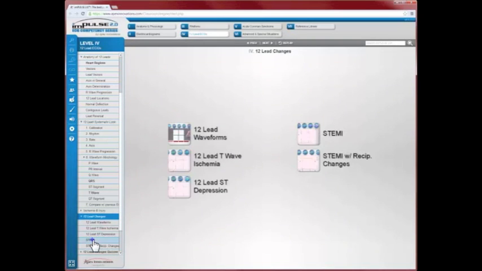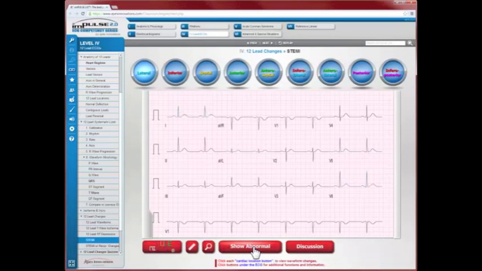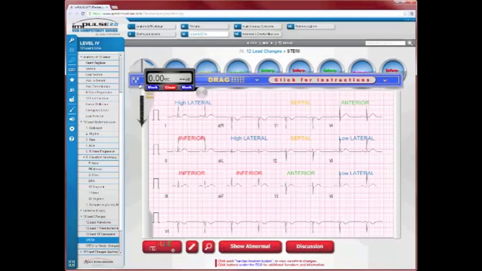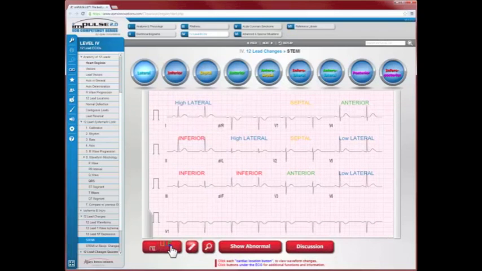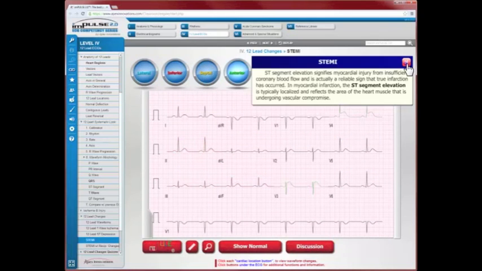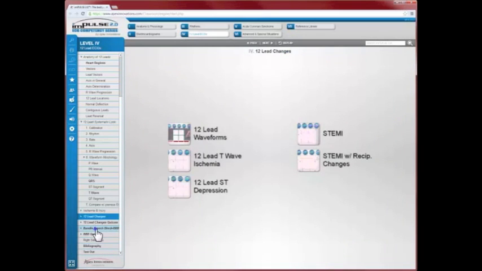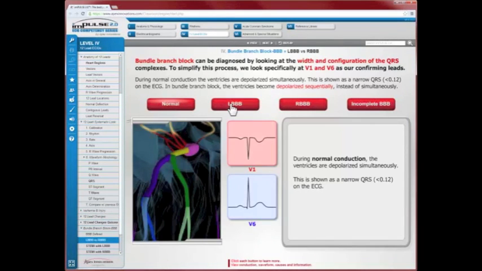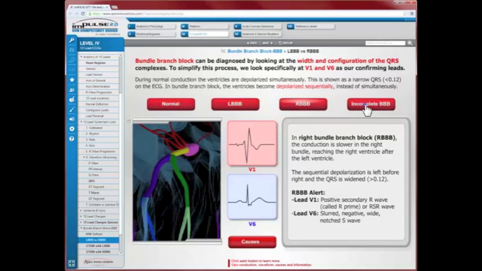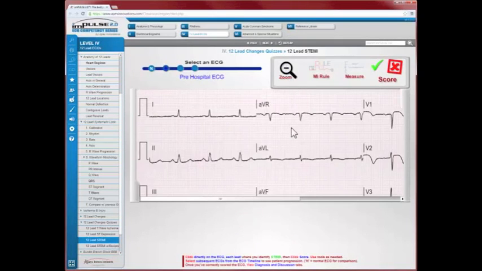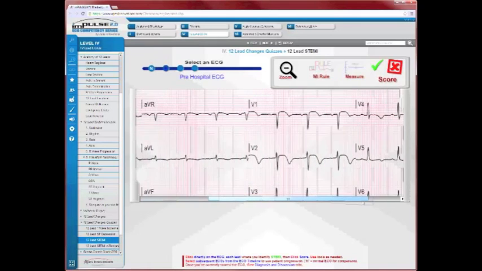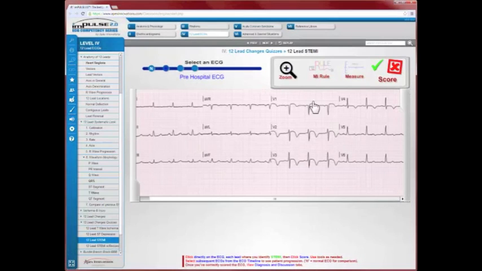Become comfortable looking at the 12-lead ECG carefully and systematically. Zoom in on ischemia and injury in ST segments, as well as differentiate between old and new MI. Compare left and right bundle branch block while interacting with the content to view 12-lead waveform changes in each lead. Periodic quizzes are provided during the lesson to reinforce presented information and ultimately improve knowledge.